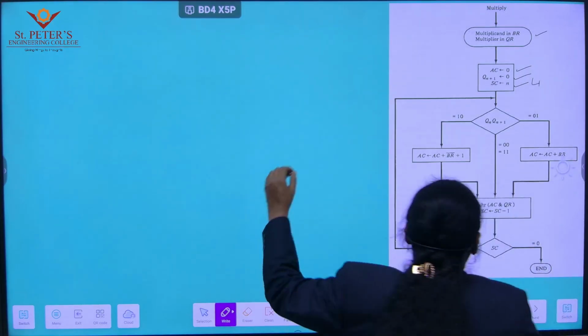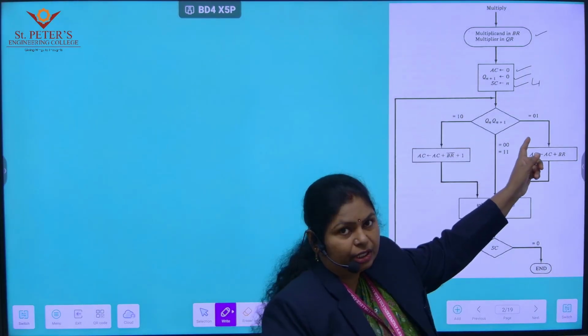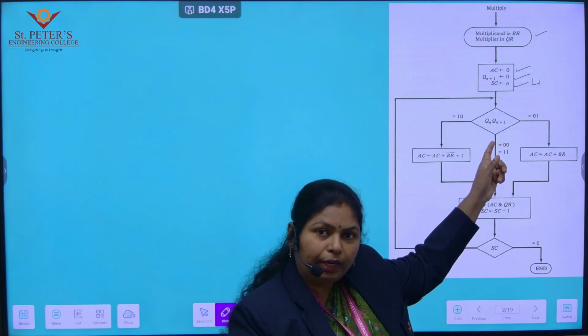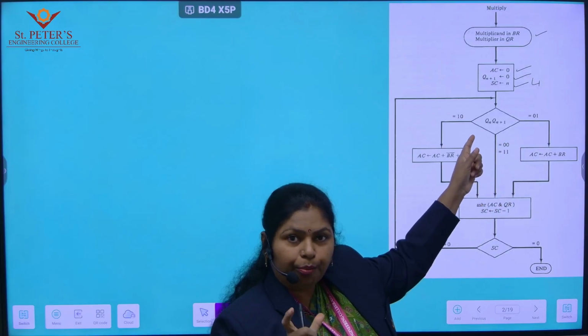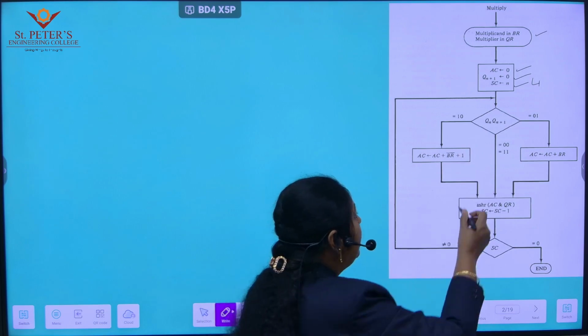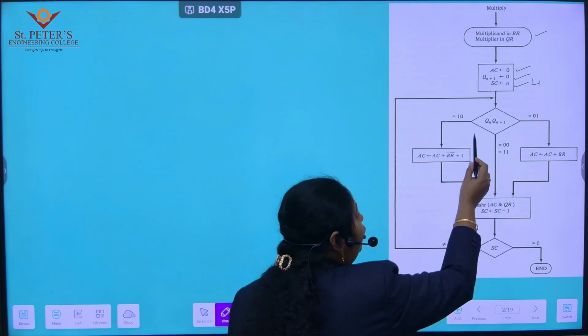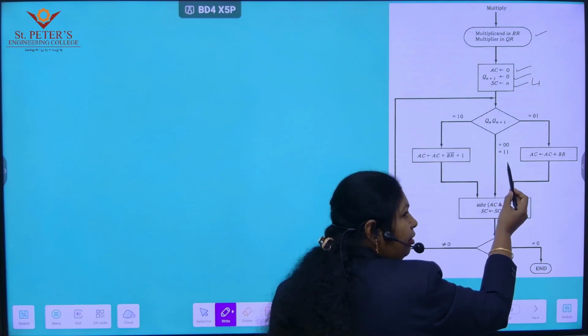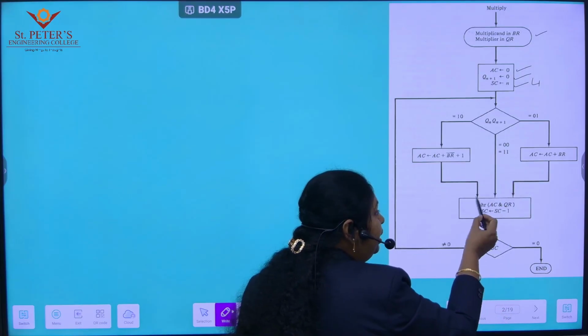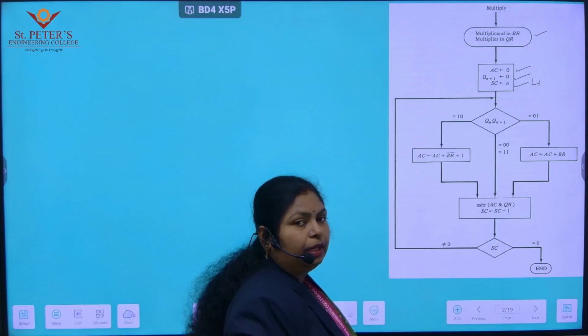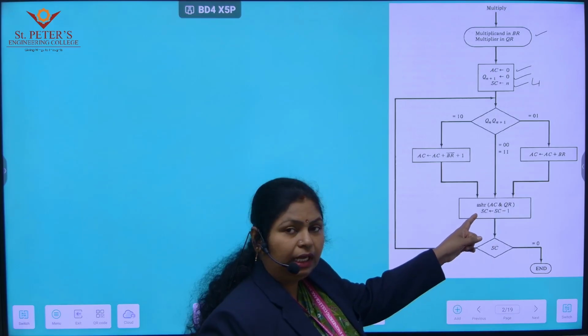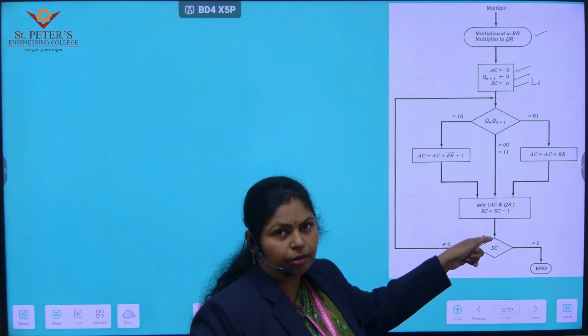After that, we have to go for the 2-bit inspection. What are those 2 bits? Qn and Qn plus 1 combined are the 2 bits used for inspection. If the combination of Qn, Qn plus 1 is 0 0 or 1 1, we have to perform the right shift operation. Once the right shift operation is done, we have to decrement the sequence counter.